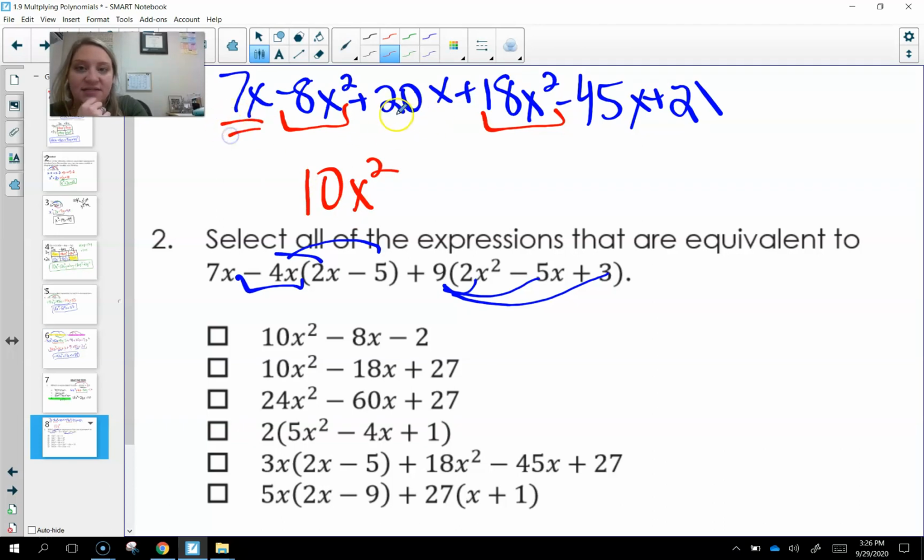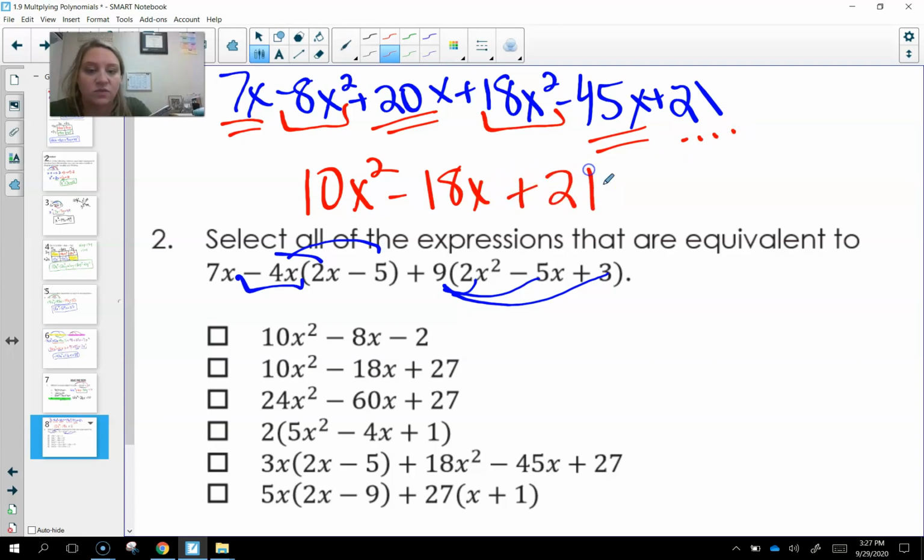Then I see 7x plus 20x minus 45x. Okay. Oh, where's my calculator? I'm going to use my phone. So what was it? It was 7 plus 20, which is 27, minus 45, which is going to give me negative 18x. And then my constant on the end is going to be plus 21. I lied, 27. 9 times 3 is 27, isn't it? There we go. Okay, here we go.